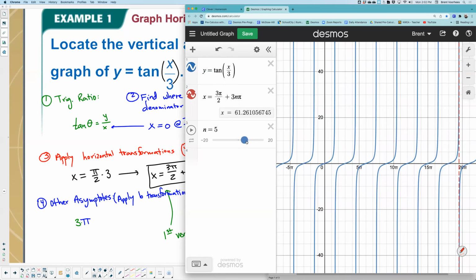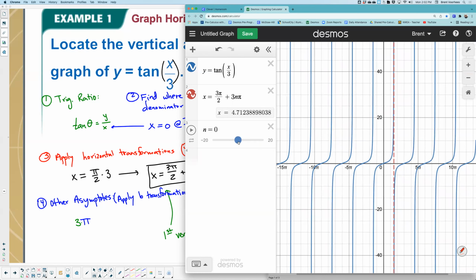If you went, let me go back to 0. So that's where we started from, 3 pi over 2. Now, if I went negatives, it just shows me the asymptotes going to the left. There's that one, and so on and so forth.